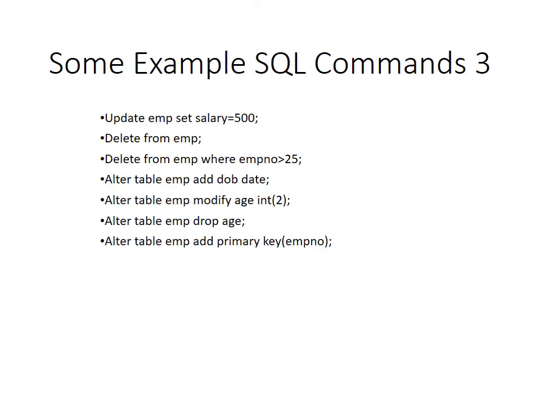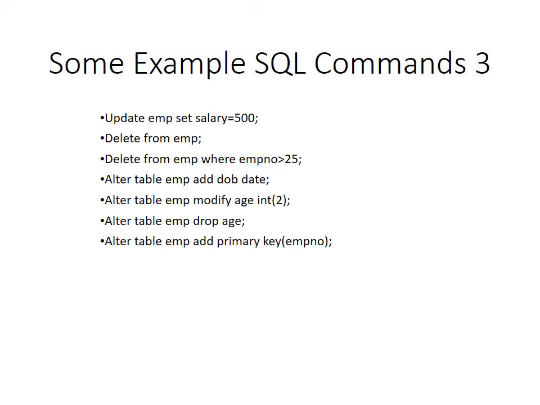Update EMP set salary is equal to 500. In order to make all the employees' salary 500, update EMP set salary is equal to 500. Now delete from EMP. In order to delete the entire records from the table, delete from EMP. Now delete from EMP where employee number greater than 25. Just given a condition. I want to delete all the records from the table EMP provided the employee number is greater than 25.